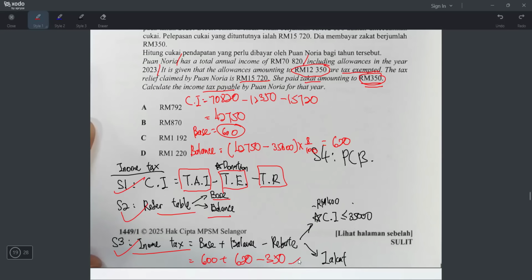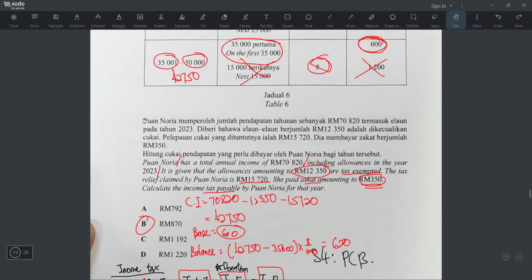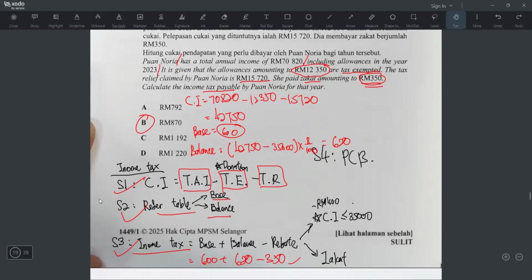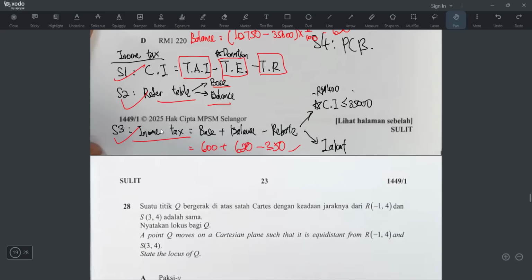So now press all this, you will get the answer. What is 600 plus 620 minus 350? Okay, my calculator gives me 870. So yeah, I see the answer already. So B. Okay, that's all. So make sure you all remember the steps to calculate income tax. All right, that's all.